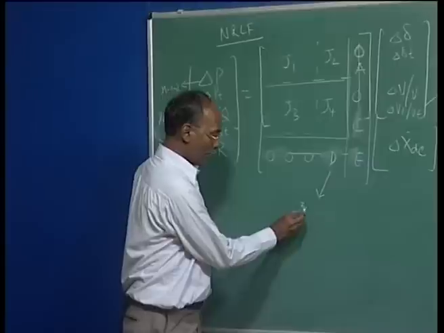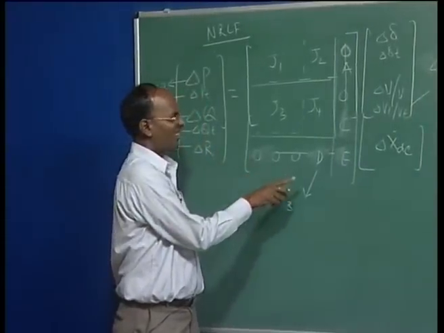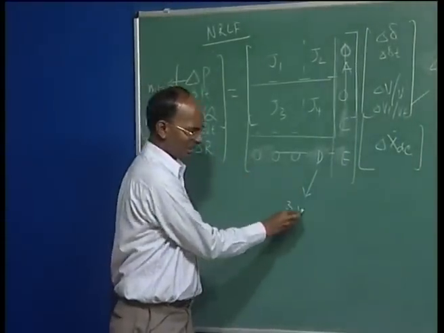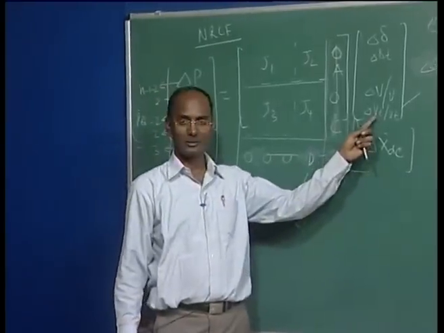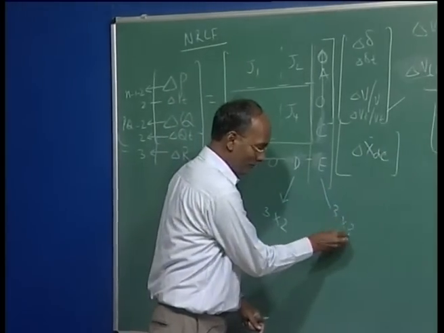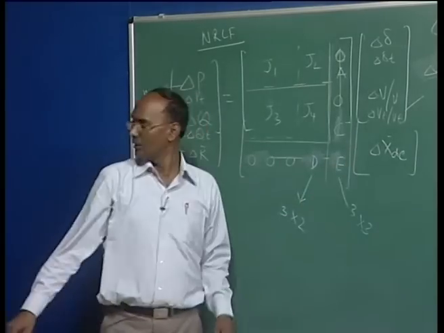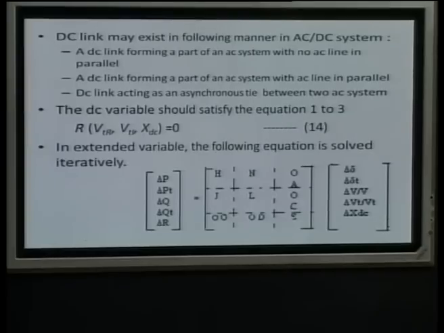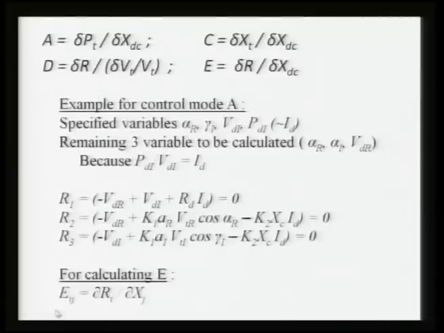It is 3, because R is corresponding to this, 3 cross 2, because this is corresponding to this and this is 2. This will be 3 cross 3, because this is corresponding to this derivative with this. So here you can find this. You see now these are the values here with that notation.